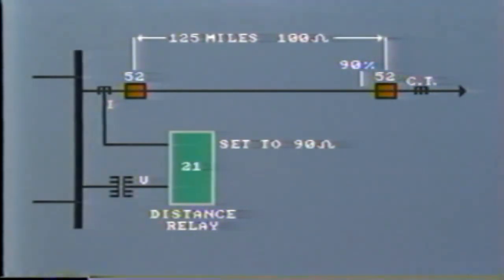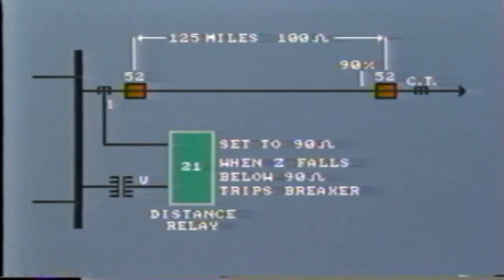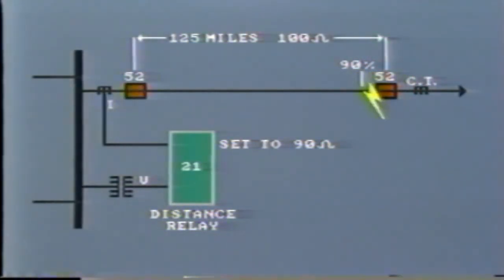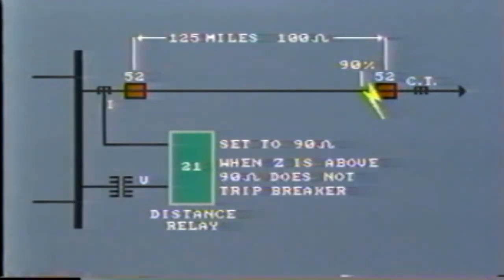Why? Well, relays have a 10% error margin, and we don't want the relay to overreach. The relay is using secondary values from the CTs and VTs, so it really measures secondary impedance. The relay continuously compares voltage and current, and if the primary impedance falls below 90 ohms, it will trip its associated breaker. However, if a fault occurs beyond this line, the impedance will be higher than 90 ohms, and the relay will not trip. So, the relay is giving us the desired selectivity.